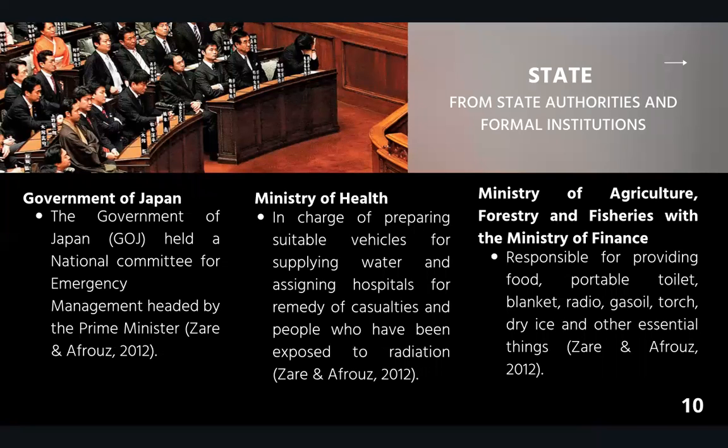Second, the Ministry of Health, who was in charge of preparing suitable vehicles for supplying water and assigning hospitals for remedy of casualties and people who have been exposed to radiation. Next, the Ministry of Agriculture, Forestry, and Fisheries with the Ministry of Finance, who was responsible for providing food, portable toilets, blankets, and other essential things as a response to the disruption.